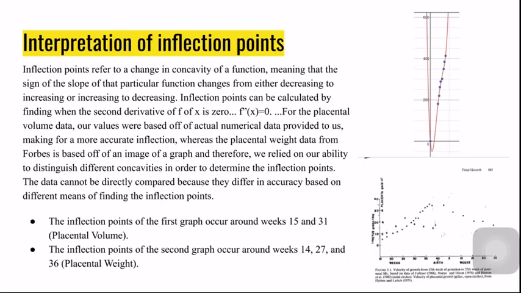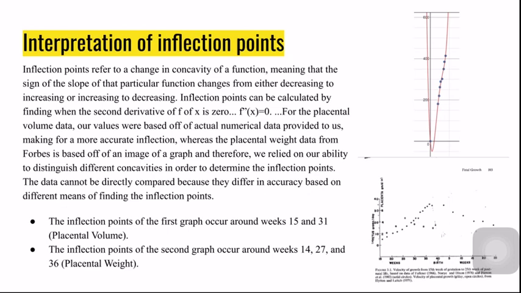For the placental volume data, our values were based off of actual numerical data provided to us, making for a more accurate inflection, whereas the placental weight data from Forbes is based off of an image of a graph, and therefore we relied on our ability to distinguish different concavities in order to determine the inflection points. The data cannot be directly compared because they differ in accuracy based on different means of finding the inflection points.